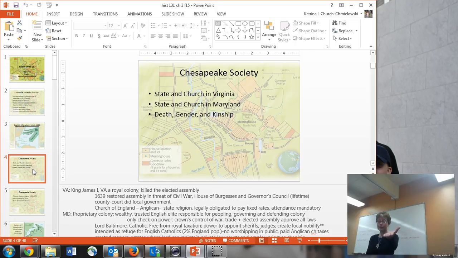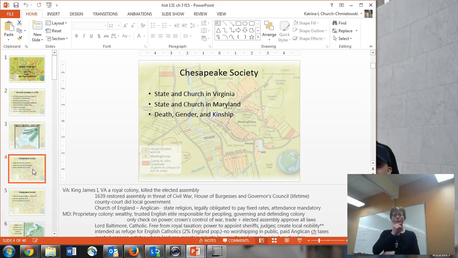Okay? So you had the same thing set up here, where in Virginia, you had the elected assembly killed, but then it was restored with the threat of the Civil War in the House of Burgesses and the Governor's Council. Governor's Council in Virginia was a lifetime appointment, okay? So a lot of similarities in the way that they were setting these colonies up and their hierarchical structure, okay? And the county court here in Virginia was in charge of the local government. So they did a lot of that. Now, that's a difference than in some of the other colonies and in England.